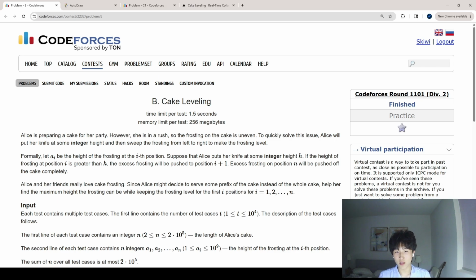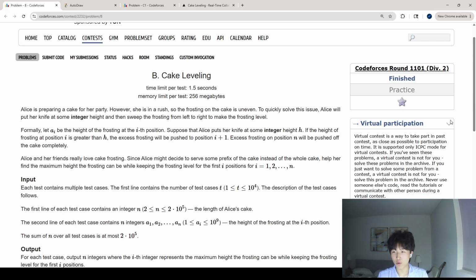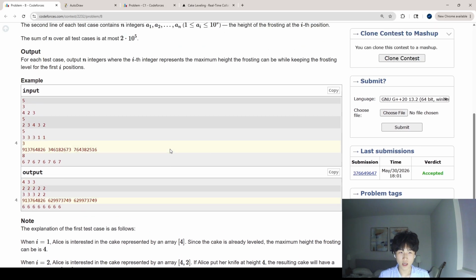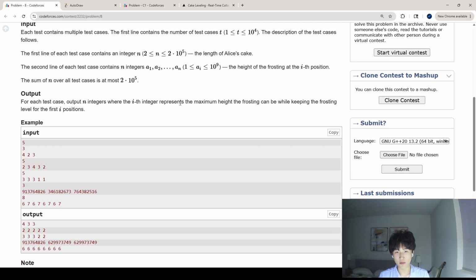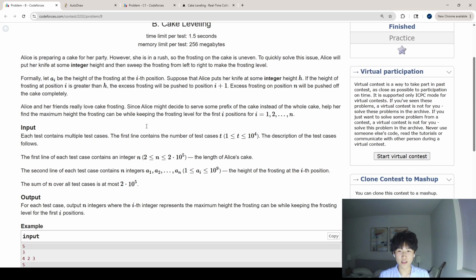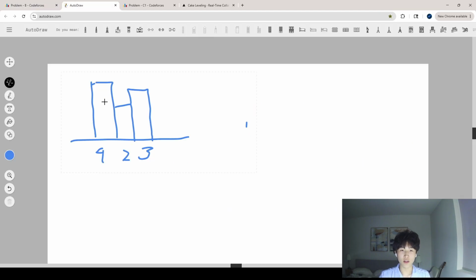So this problem is called cake leveling, and it's problem B from a pretty recent Division 2 contest. The premise is that you're given an array A, and each value in A represents the height of frosting on a cake. And you can change the frosting on the cake by slicing off a part of the frosting and pushing that excess frosting to the value to your right.